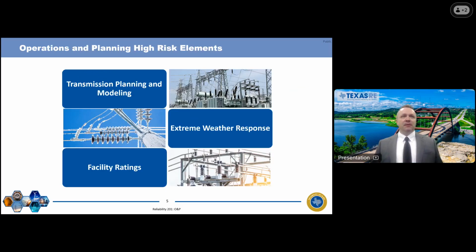So the operations and planning high-risk elements, I've grouped them into three categories: transmission, planning, and modeling. And those are going to be the MOD standards and some PRC standards we're going to talk about today. Extreme weather response, this is going to be EOP 11 and EOP 12. And facility ratings, FAC 8. That's going to be the focus of your facility rating methodology, the determination of your most limiting elements.